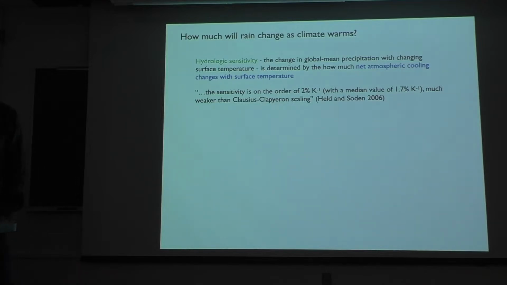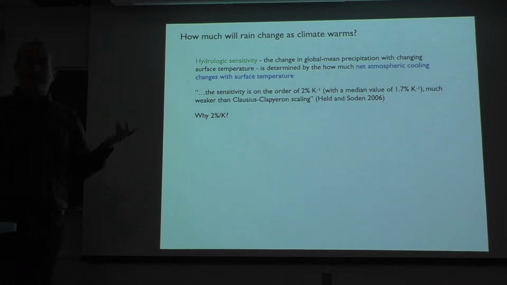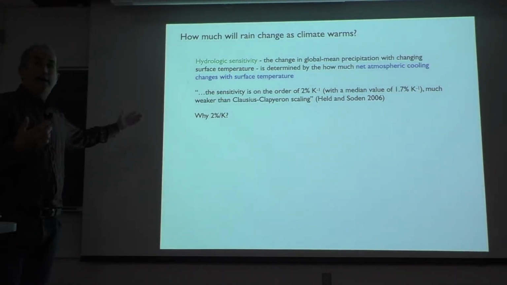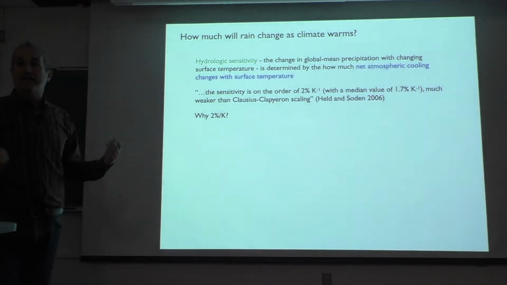And so the question is, why 2%? I mean, 7% would be a reasonable upper bound, right? Why 2? Why not 1? Why not 6? Why not a tenth? Why?